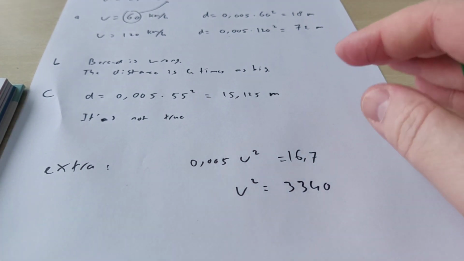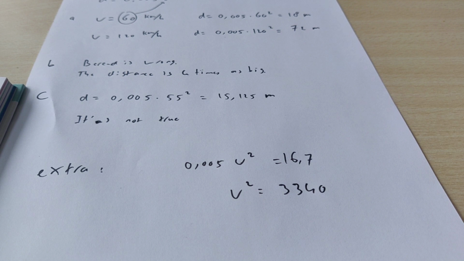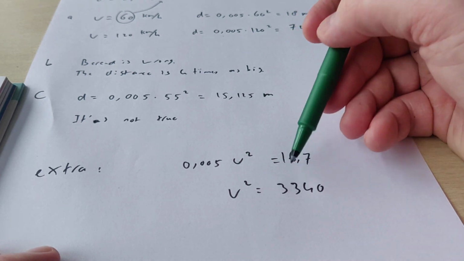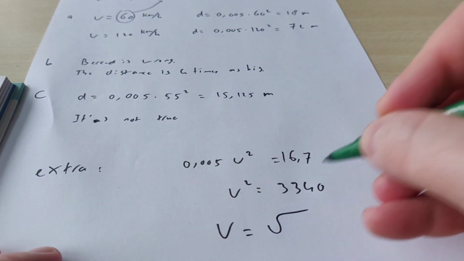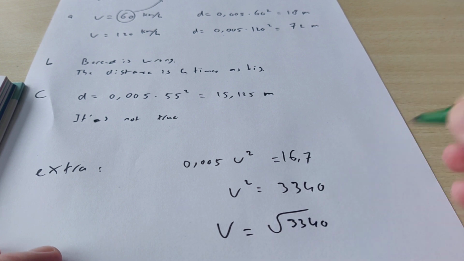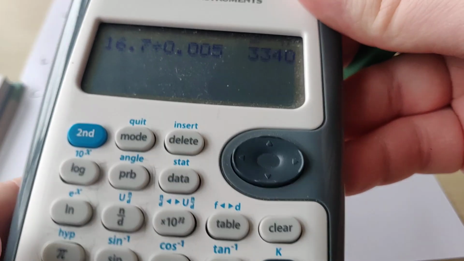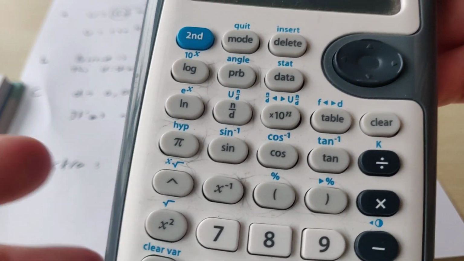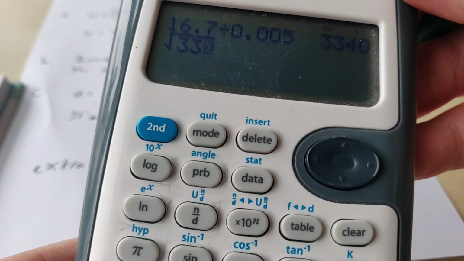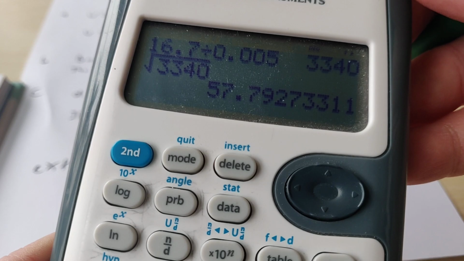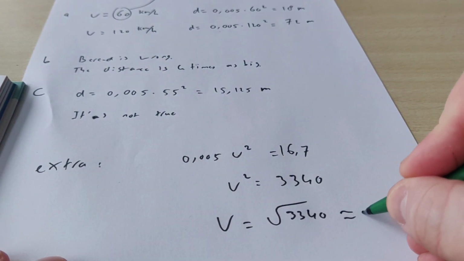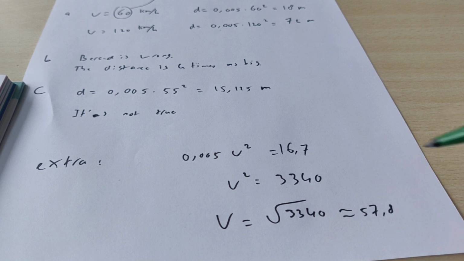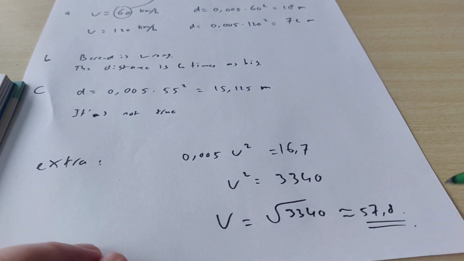Like I already said, this is extra. This is actually something that you're going to learn next year, right? But maybe you can already understand it. So first I divide this by that number and I divide that by that number. So V squared is this. Now if I want to know what V is then I have to use the square root of this number. So let's take the square root of 3340, and it's 57.8. So she was driving at least 57.8 kilometers per hour, maybe even faster, right? This is how you calculate that.